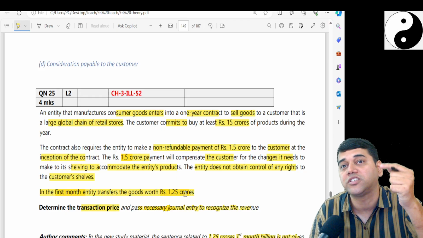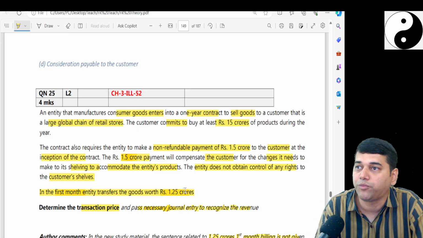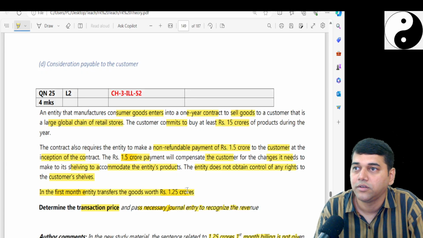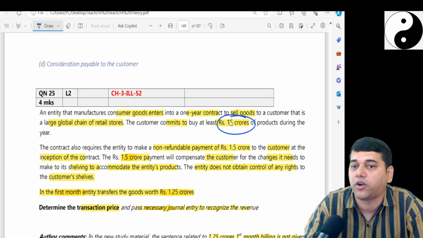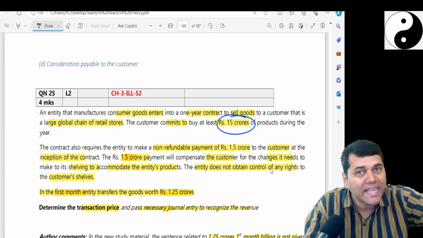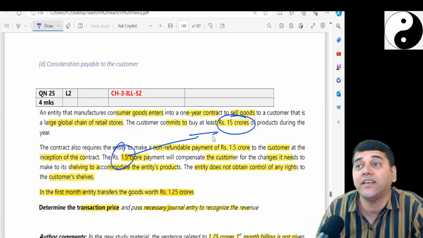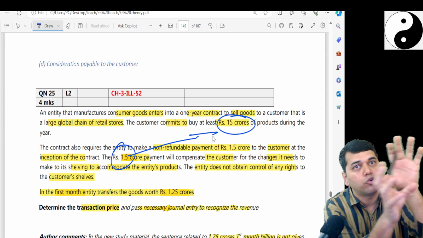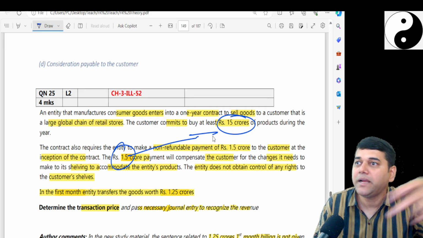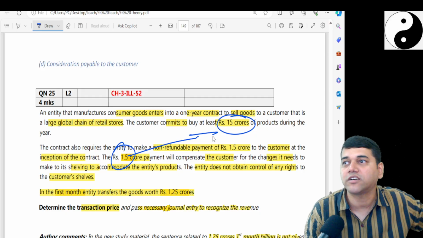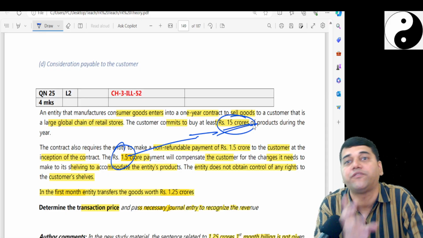Last one. Is there any consideration payable to the customer? Yes. How much? 1.5 crore. Will you deduct this 1.5 crore from 1.25? No. Because this contract is meant for a total of 15 crore worth of products, so you are going to buy again and again during the entire year. If the customer says, I will buy 2 crore worth, give me 1.5 crore to construct a shelf, the supplier will say, get lost. I paid you 1.5 because you are going to buy 15 crores from me.